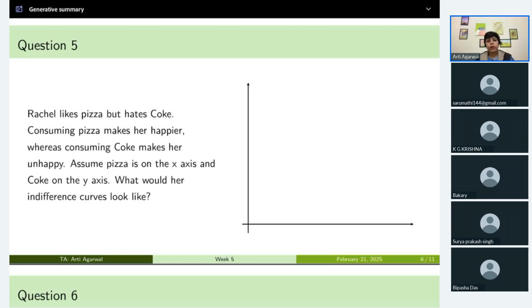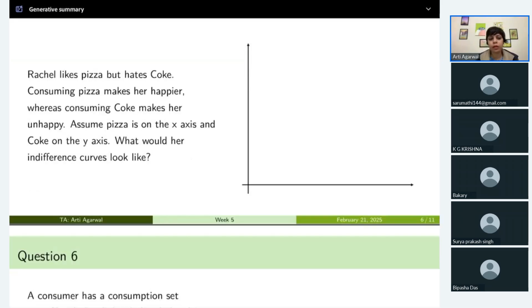Okay, so in this question, we are told that Rachel likes pizza but hates Coke. Consuming pizza makes her happier, whereas consuming Coke makes her unhappy. Assume pizza is on the x-axis and Coke is on the y-axis, then what do you think her indifference curves would look like? It's just to understand whether you got the concept of how you draw indifference curves. So the curve itself can be of different types. That is up to you. But what can be some possible indifference curves to show her preferences? That is the question.